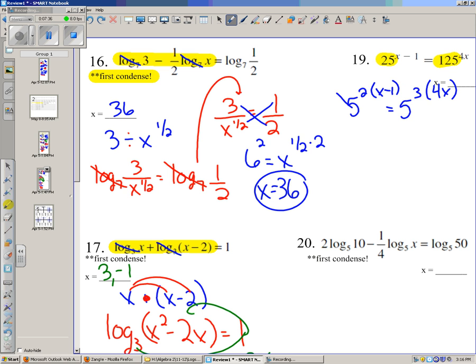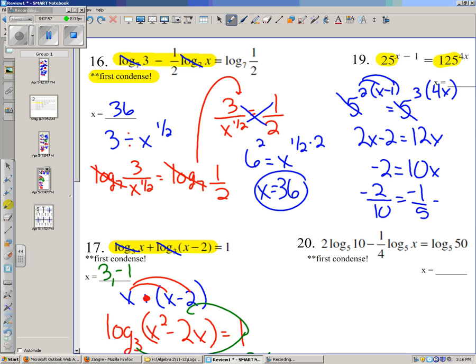But now that my bases are the same, I can ignore them. I'm going to distribute my 2. 3 times 4x is 12x, and now I'm going to work to get x by itself. I'm going to subtract the 2x over, and I'm going to divide by 10, so my answer is -2/10, -1/5, -0.2, whichever you prefer.